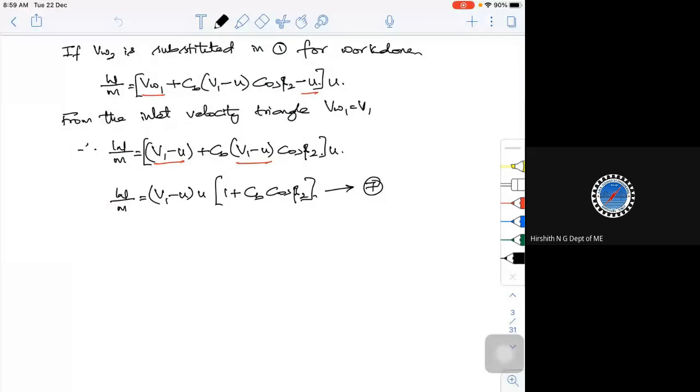In that, we arrived at an expression for a specific work where W by M is given by (V1 minus U) into (U plus 1 plus CB into cos beta 2), where CB is some kind of a friction factor. Now, let us try to find under what condition this work will be maximum.